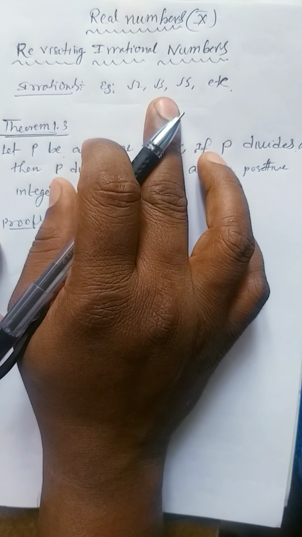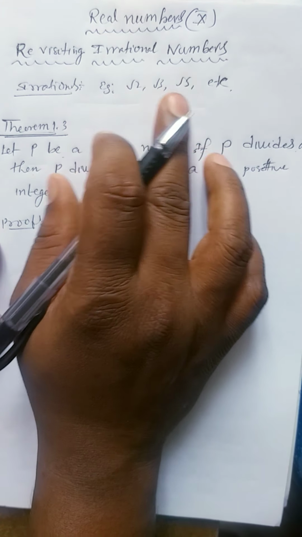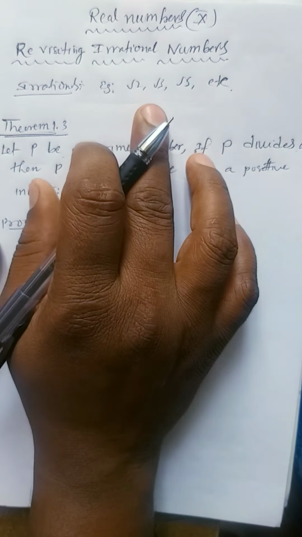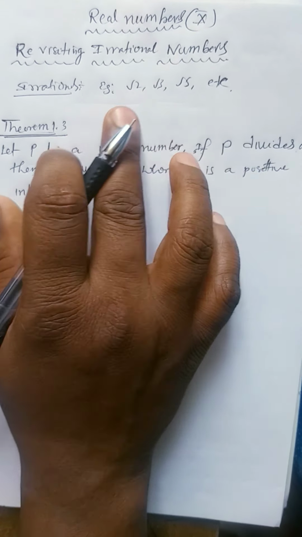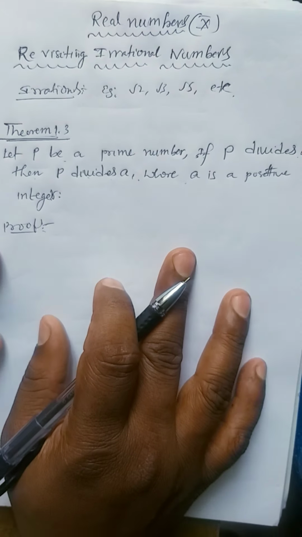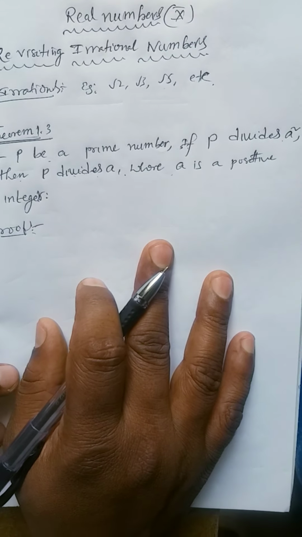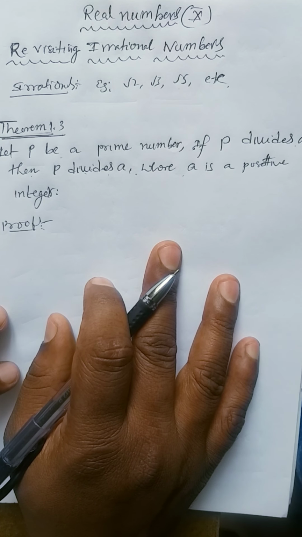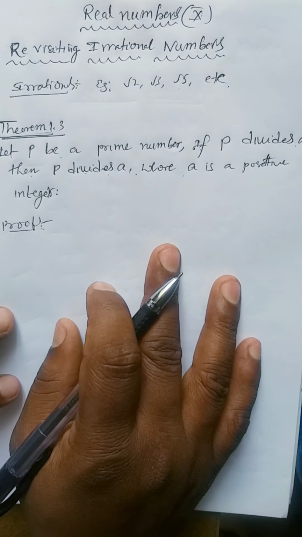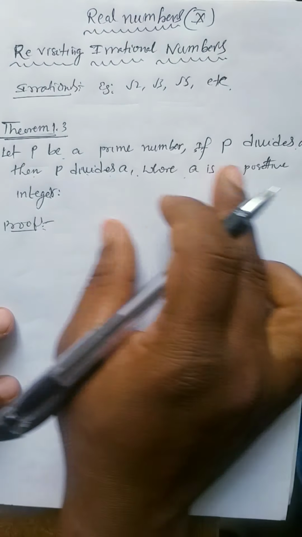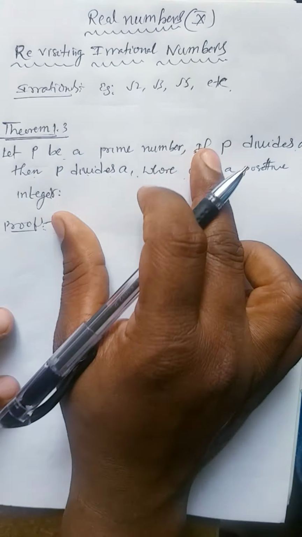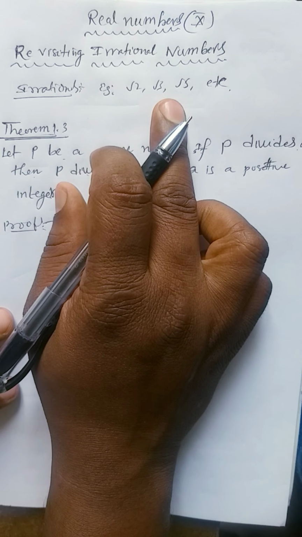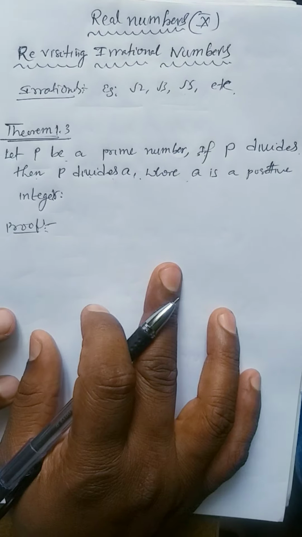But actually, we have not proved how they are irrational. We just know what irrational numbers are, but we have not proved how they can be shown to be irrational. Now in this chapter, Real Numbers, we are going to learn how to prove that they are irrational numbers. Before going to that, we will discuss a small theorem, because this theorem helps us indirectly to prove that these are irrationals. Now see, what is this theorem?